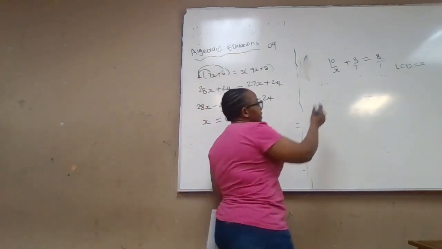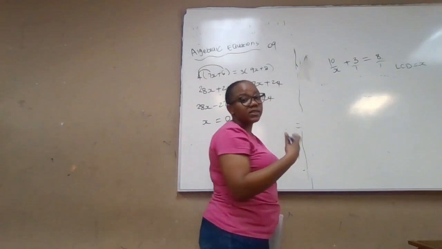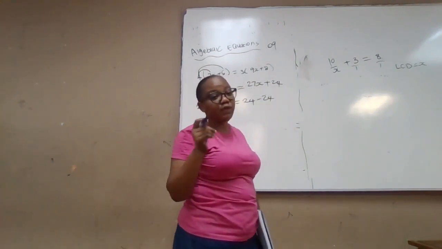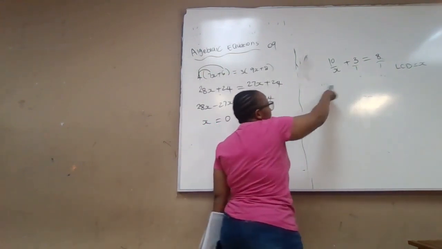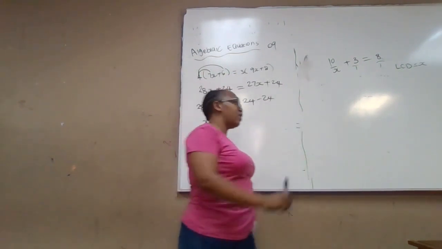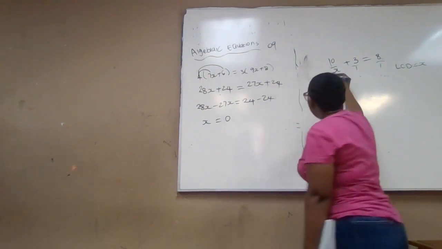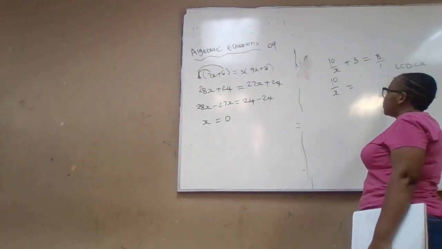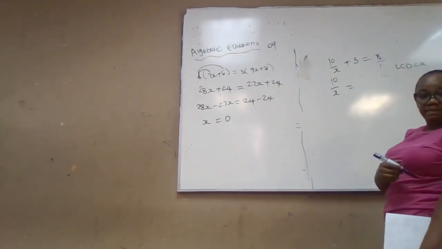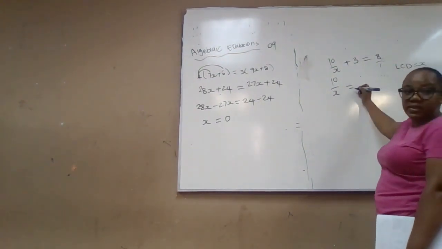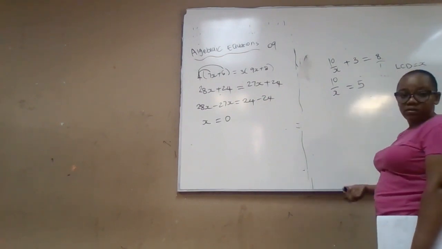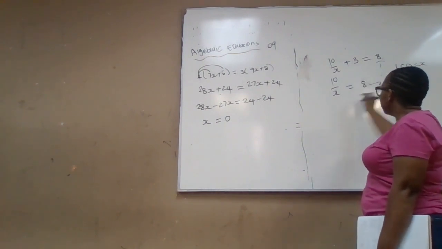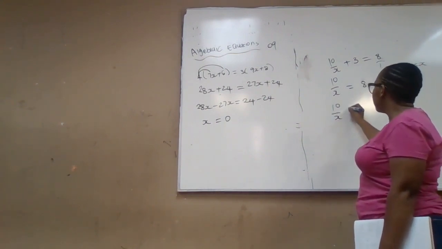When you have additive inverses or multiplicative inverses, it is always best to start with the additives first. So we deal with the 3 before we can deal with this denominator of x. So we are going to say 10 over x equals, this 3 moves to the other side. It becomes 8 minus 3, so we have 5. Okay, let's just write it down. 8 minus 3. So we have 10 over x equals 5.